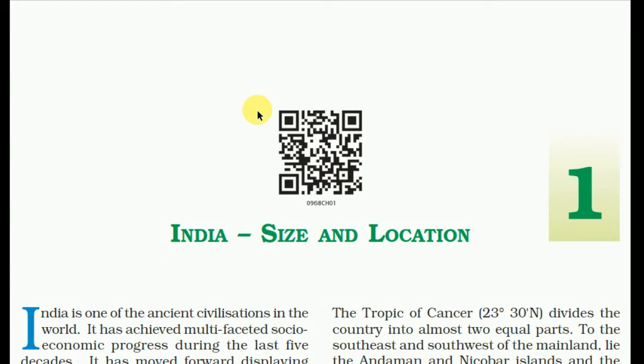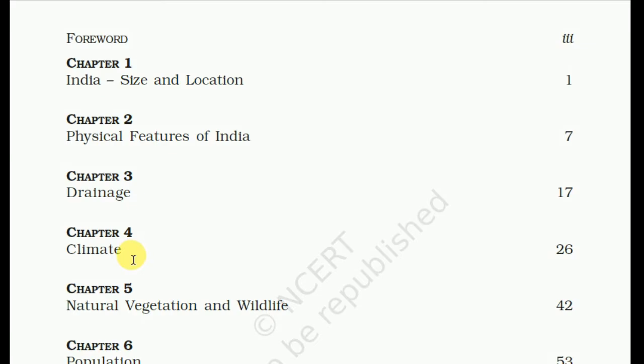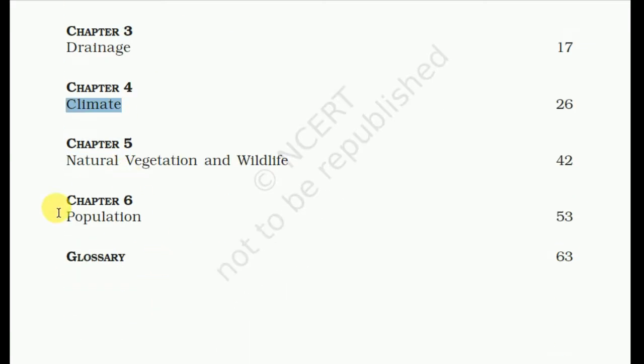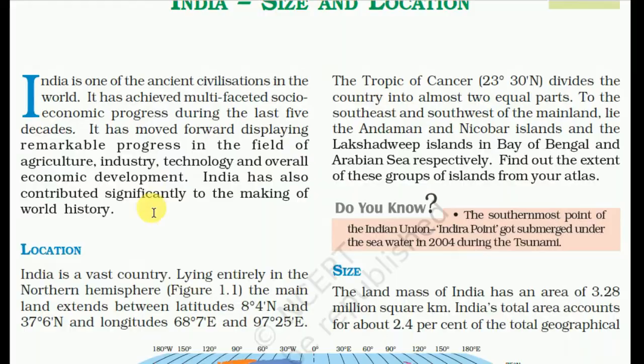So now let's start. In this geography of class 9th, we will talk about India: size and location, the physical features of India, then drainage system, and then climate, natural vegetation, wildlife, population, etc. So let's start chapter one, size and location.